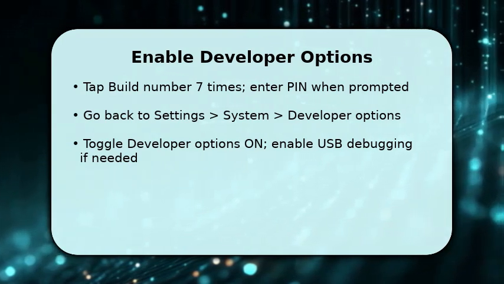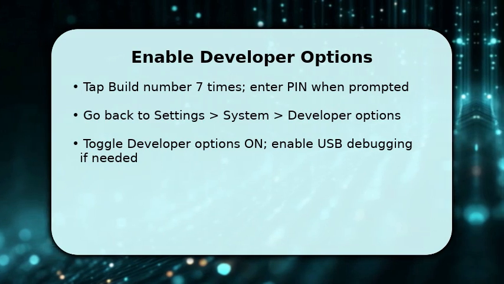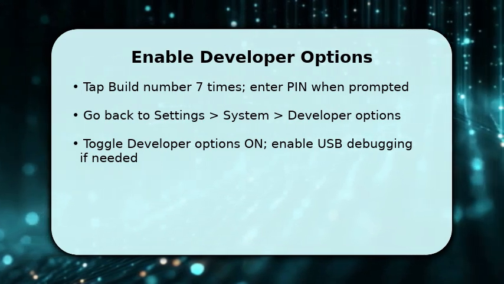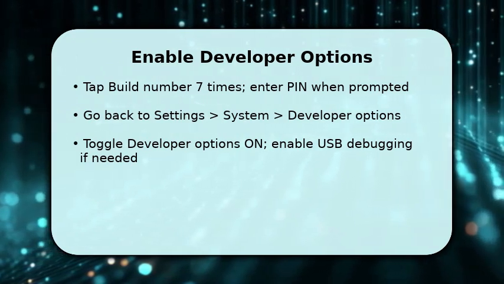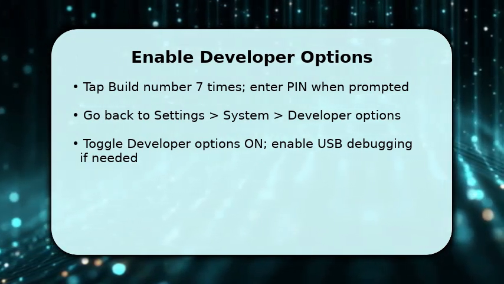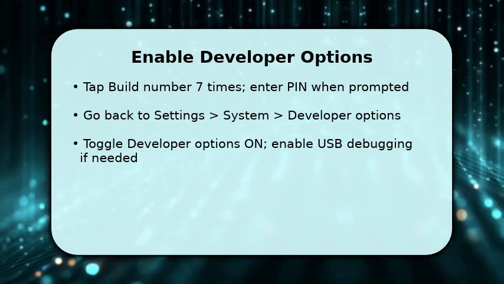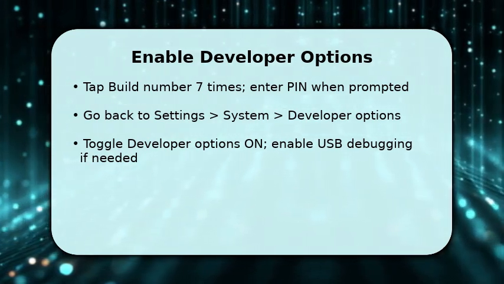OEM skins may place it differently, so you search if needed. Toggle Developer Options on at the top. Next, enable specific features you need, like USB debugging for ADB, or change animation scales to speed up the UI. You finish by adjusting the exact switches for your goal.